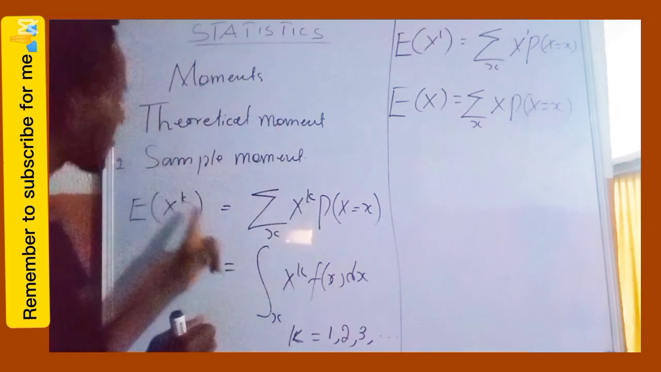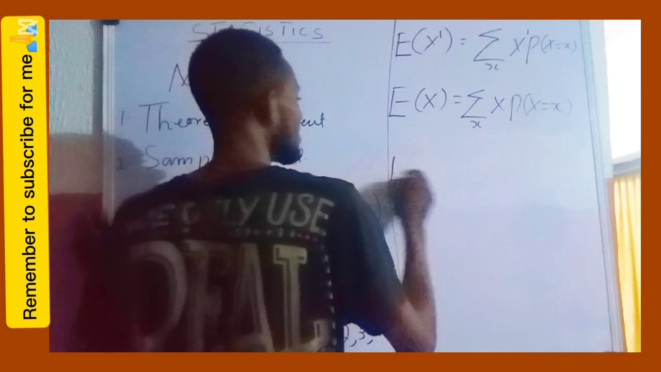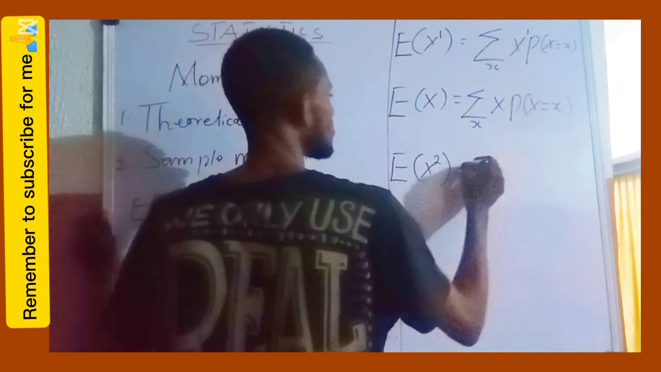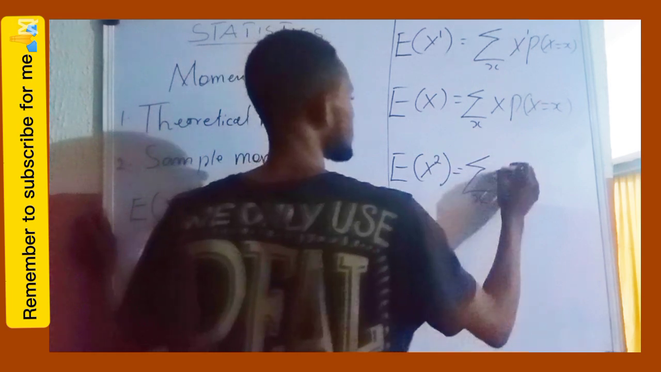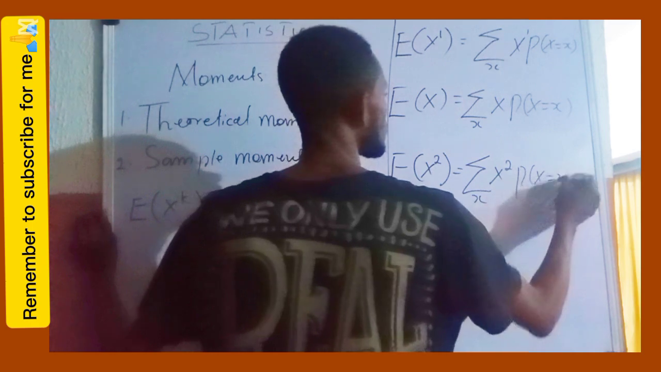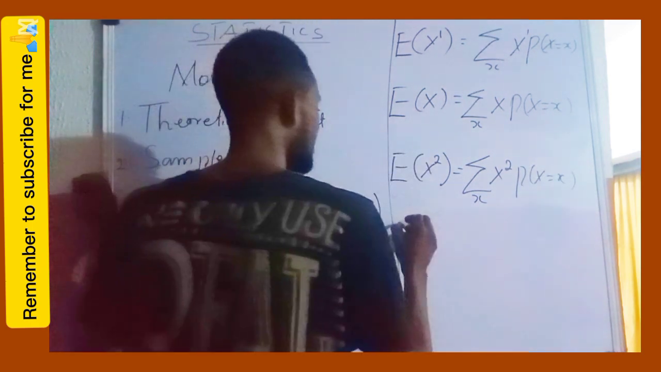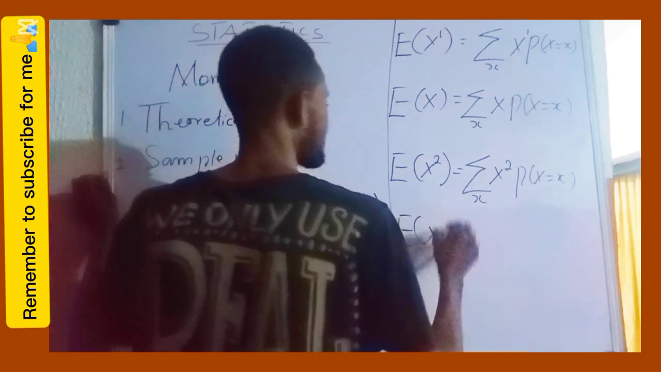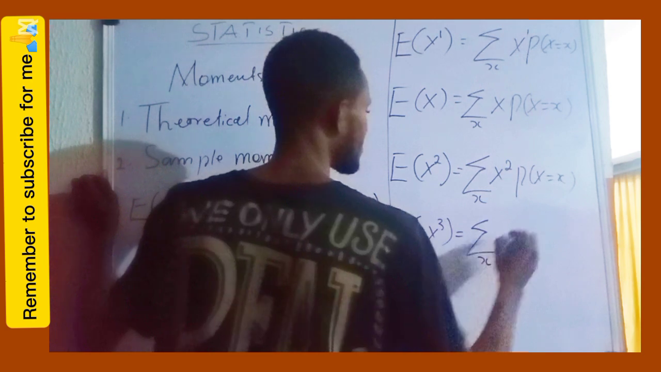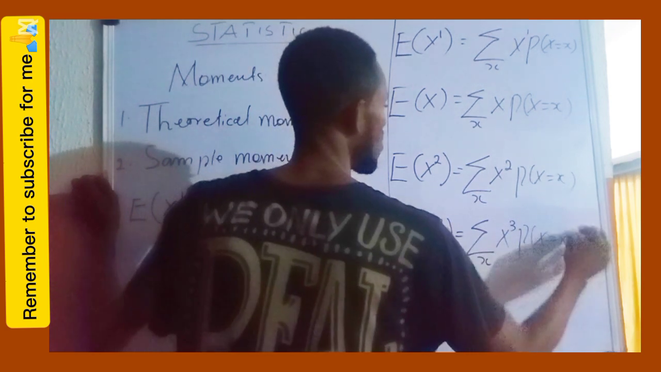What happens when k becomes 2? When k becomes 2, what we are going to have is E of X raised to power 2 is given as the sum over the range of x of x raised to power 2, P of capital X equal to small x. The same thing applies when it becomes 3. We have E of X raised to power 3 is given as the sum over the range of x of x raised to power 3, P of capital X equal to small x.